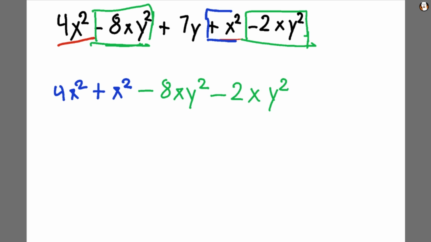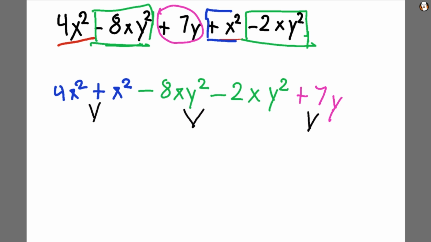Let me get another color here. We've got this lonely 7y here that doesn't look like there's anything else to combine it with. So we're just going to write that off to the side here. There we go. So now we've got our new expression, and now we're just going to simplify each color. So draw these nice arrows here, and I'm going to use a new color for the new expression.